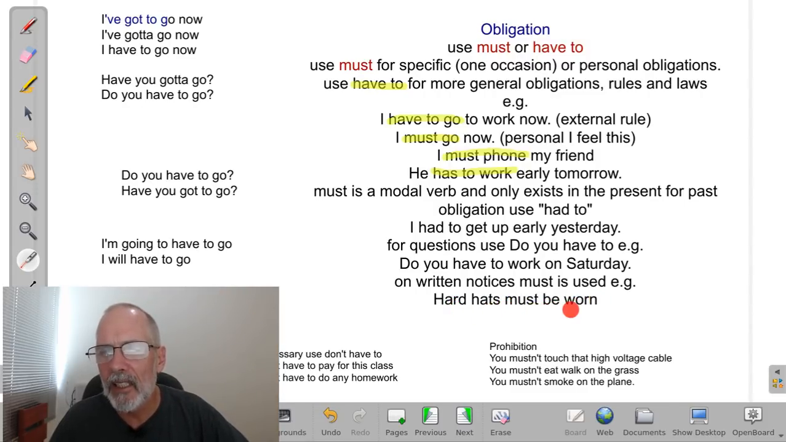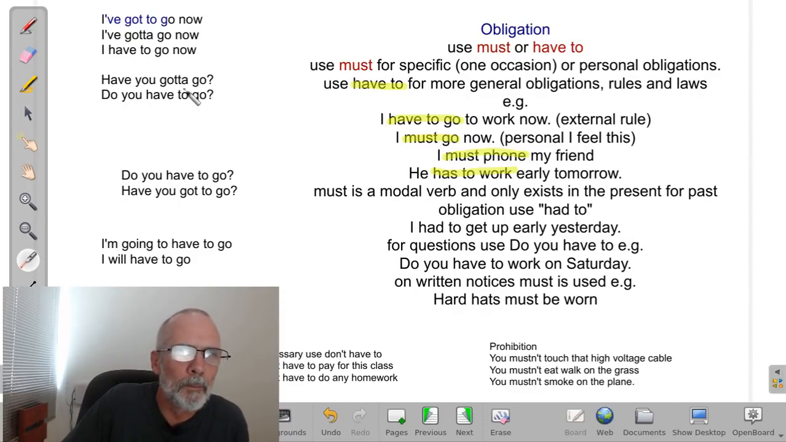Hard hats must be worn. This here actually is in the passive voice. Must plus be plus the past participle. That's another subject. I think I covered that, the passive, in another class. But probably in this we'll cover it too.